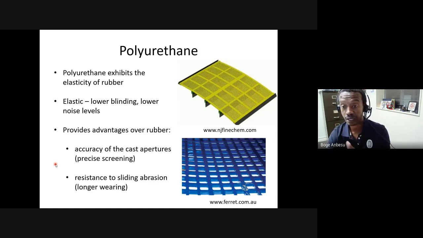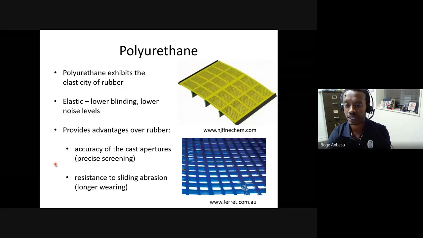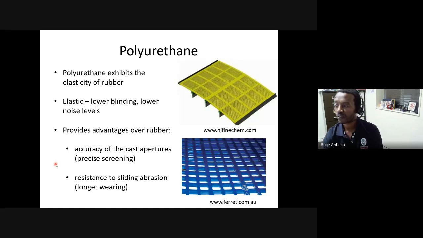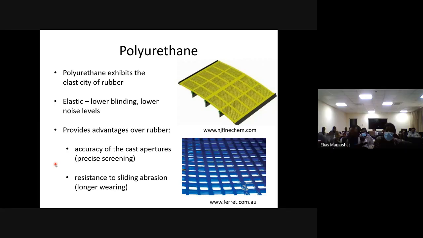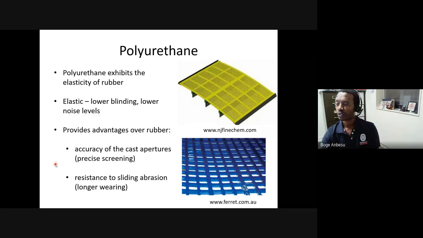So it's actually a hard material. It's not that easy to stretch. I don't know how to express it, it's not a stretchy material to start with, but it gives you both the advantage of being able to reduce blinding, and also the advantage of accurate screening. So you're not compromising the screening by putting a very stretchy material here.